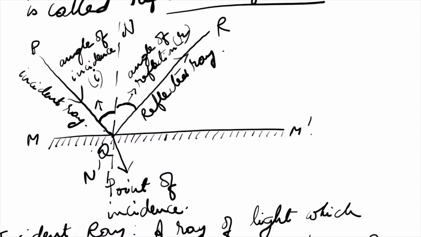So what is angle of incidence? The angle found between the incident ray and the normal is called the angle of incidence, denoted by i. So here angle PQN is the angle of incidence and angle RQN is the angle of reflection in this diagram.